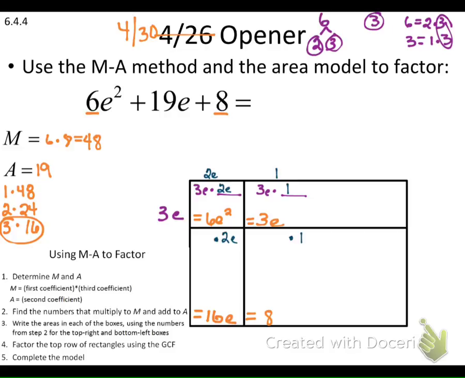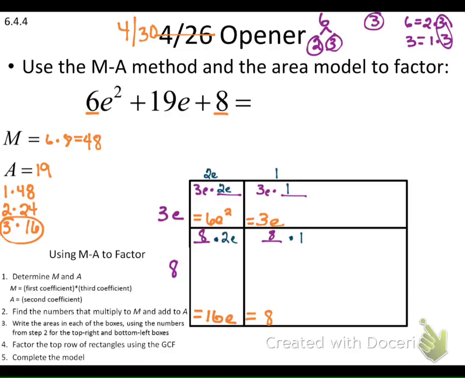So now I'm trying to identify what the height is. So what times 2E will get me to 16E? 8. If I plug in that 8 on the other rectangle, will 8 times 1 equal 8? Yeah, so it works. So what's the height of this area model? 8. Oh my goodness. Am I done yet? No. Not yet.